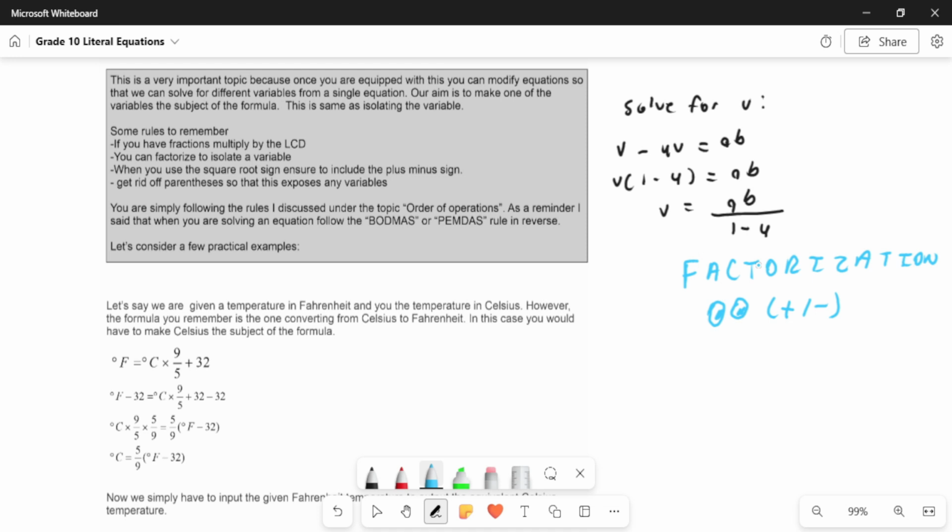But another rule that you must consider is that since we're focusing on the word terms, what separates terms? Plus and minus signs. So that's the only time you can utilize factorization. So keep this at the back of your mind.